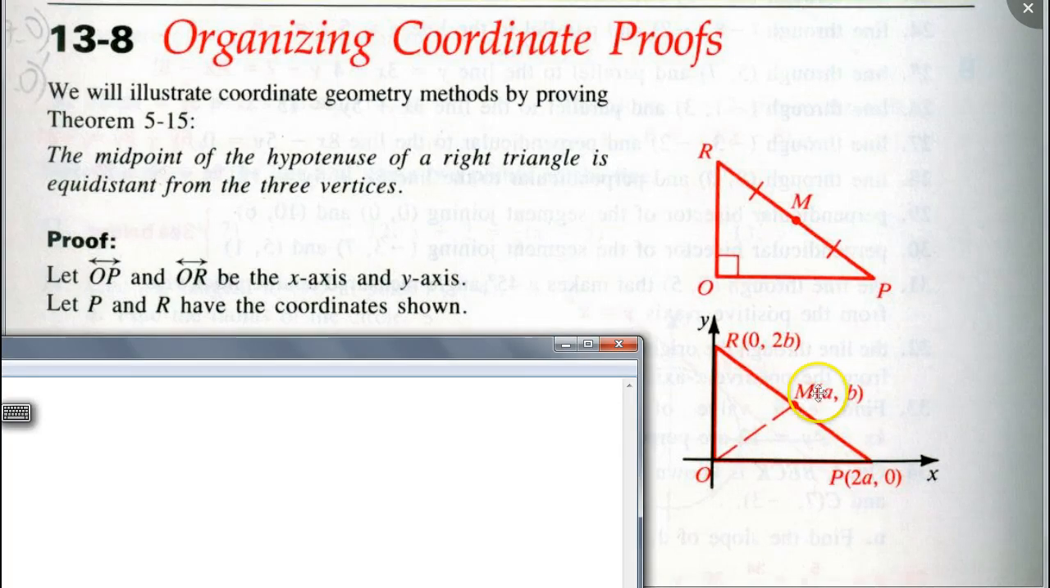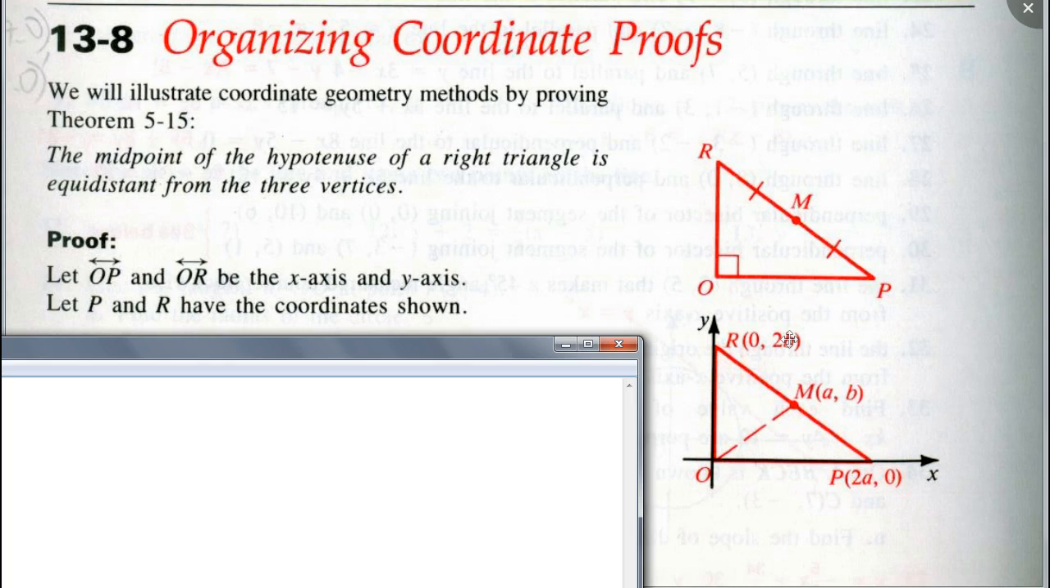They just chose M as A comma B. That's what they did. Because for M, we don't know what the ordered pair is, do we? But since M is the midpoint, you could actually figure out that P is 2A comma 0 and R is 0 comma 2B. Why?